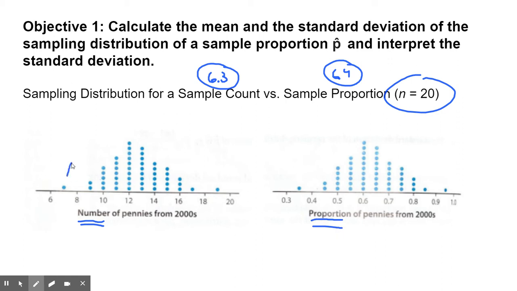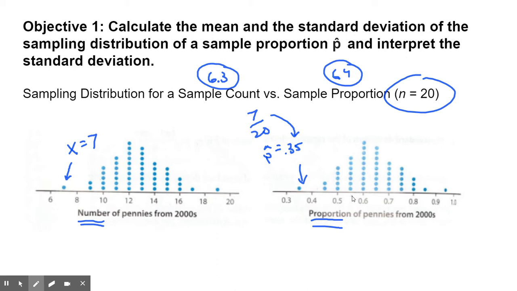Let's look at this value right here. That would be a value of 7. So our x was equal to 7. That means out of 20 pennies, we had 7 be in the year 2000s. This point is at a proportion of 0.35. That's a p hat value, and that number comes from taking the 7 that you had and dividing by 20. When you do that, you get 0.35. So the only difference between the sample count and the sample proportion is that you're dividing by the total.